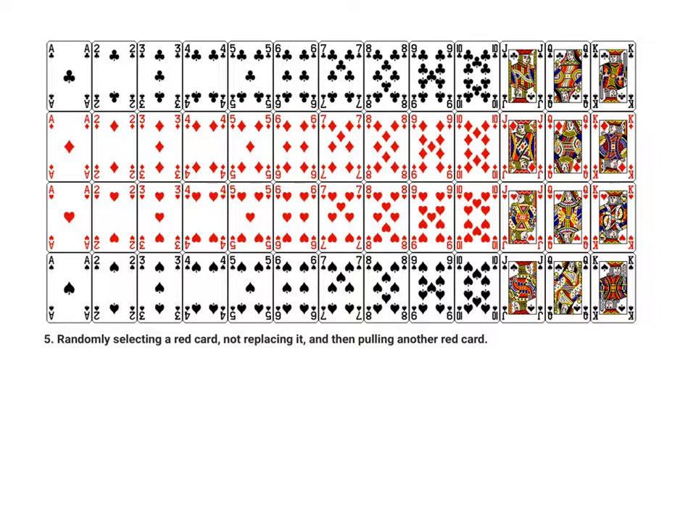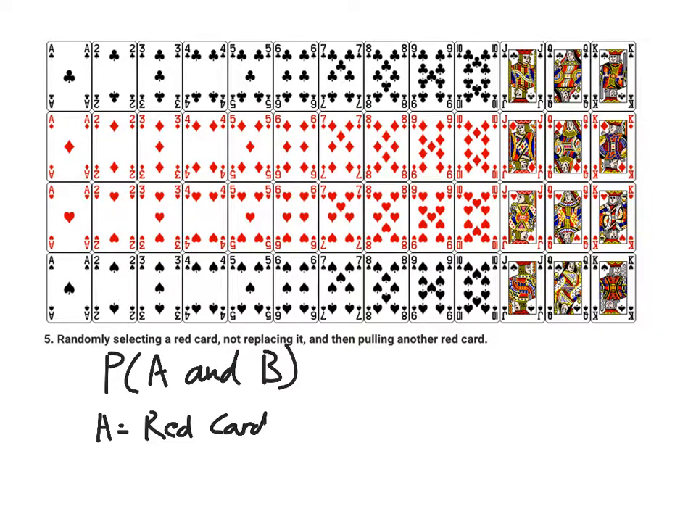So randomly selecting a card, not replacing it, and then pulling another red card. Hopefully you can see that this is, again, a probability of A and then a B event. In this case, my event A is going to be a red card. And then what happens after that red card is a don't replace it, so no replace. And then my next event, B, is going to be another red card.